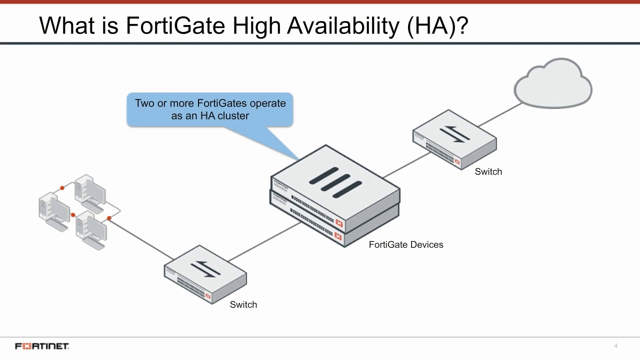What is synchronized between the devices? Are all FortiGate devices processing traffic? Does HA improve availability, or does it improve throughput? The answers vary, depending on the HA mode. There are currently two HA modes available: active-active and active-passive. Let's examine the differences.